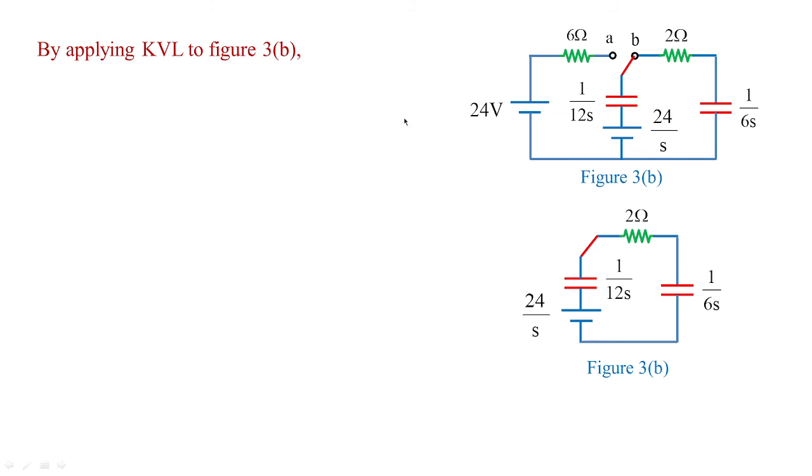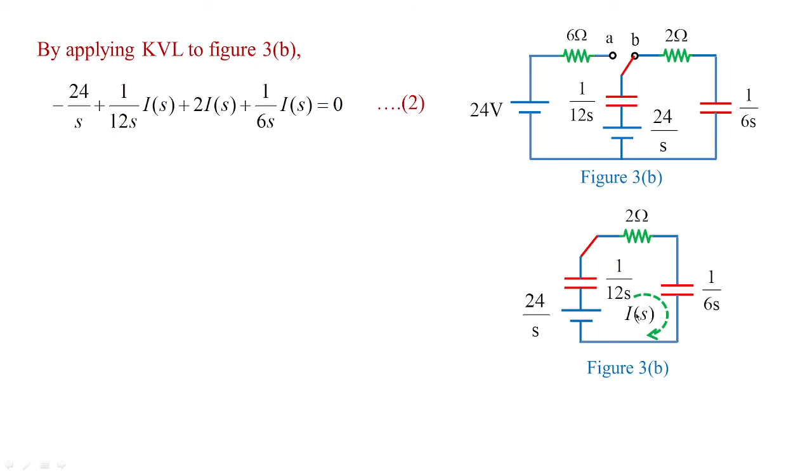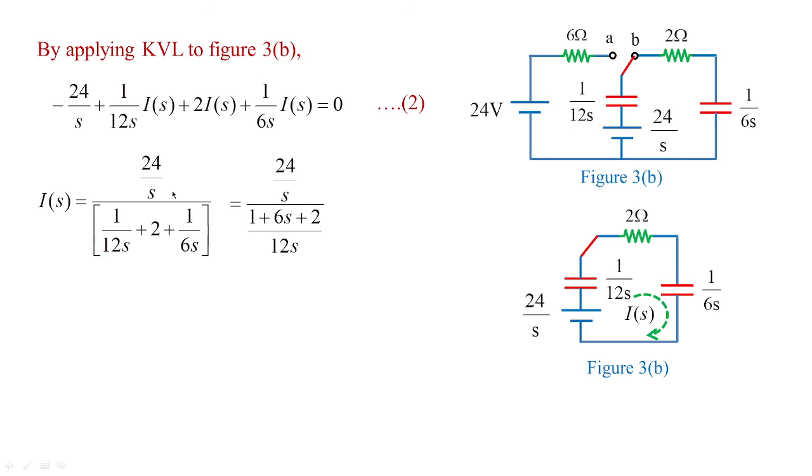We need to employ KVL to this figure 3B. The current which is flowing is I of S, and the direction of the current is assumed to be clockwise. Applying the KVL: minus 24 by S plus 1 by 12S I of S, this is the Laplace form, plus 2 I of S plus 1 by 6S I of S is equal to 0, and this we are treating as equation 2. I'm taking I of S as common, and on the right hand side we have 24 by S, taken in the denominator.